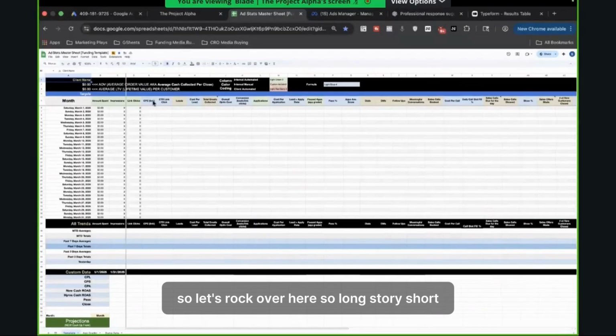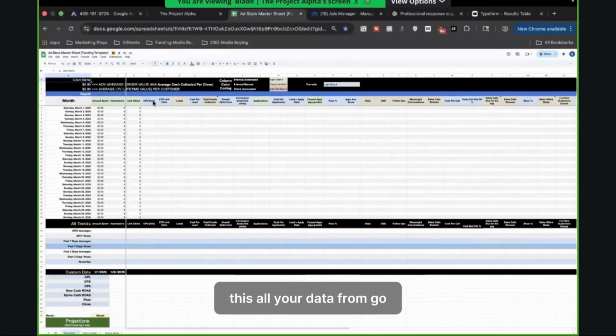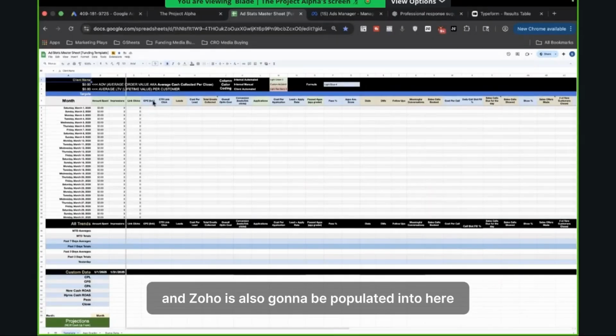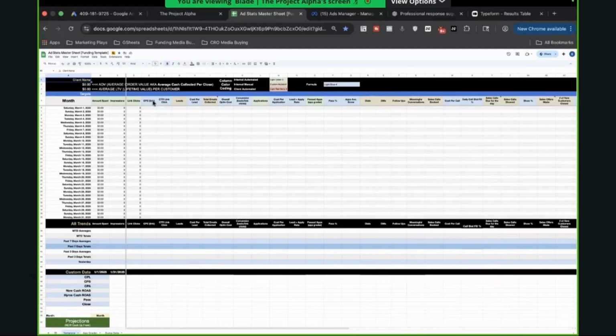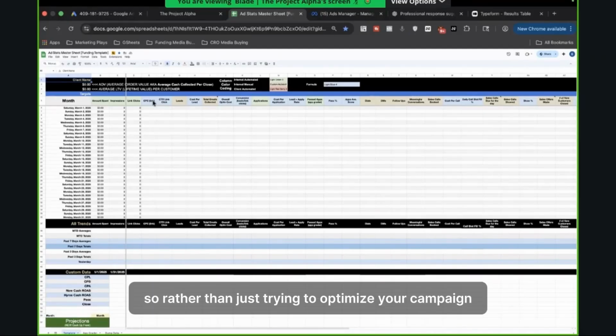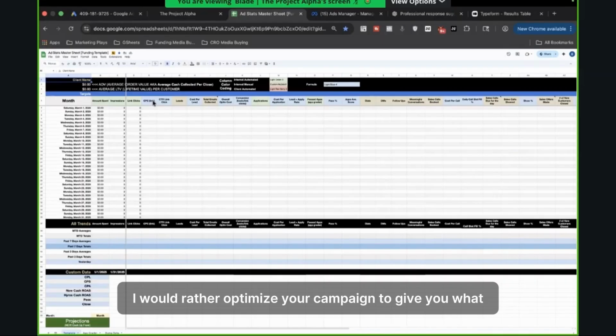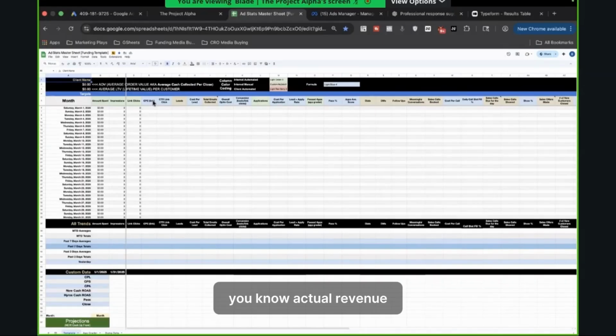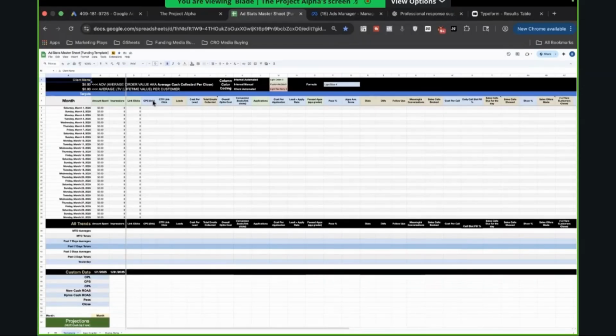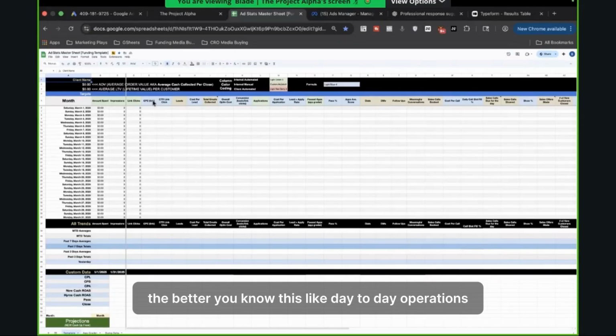So long story short, all your data from Go High Level and Zoho is also going to be populated into here. The reason why we use something like this is so that it gives us a macro view of everything for us to be able to really understand how the campaign is actually performing. So rather than just trying to optimize your campaign to get cheap costs, I'd rather not do that. I would rather optimize your campaign to give you actual revenue. So that just makes sense. So the more information we kind of throw on here, the better.